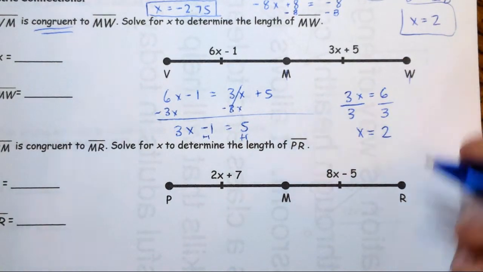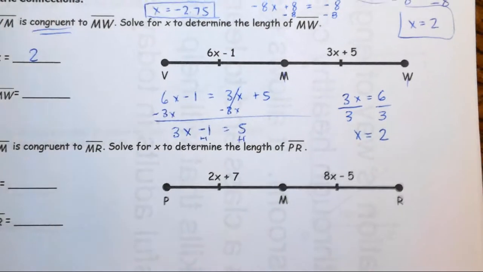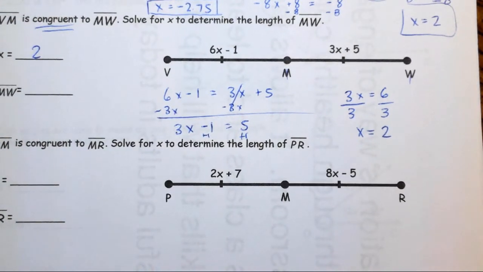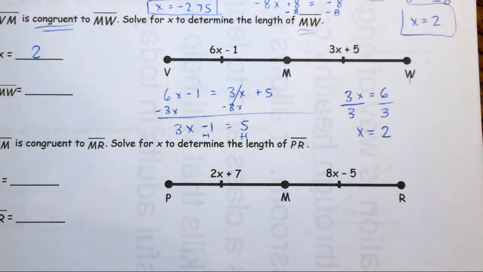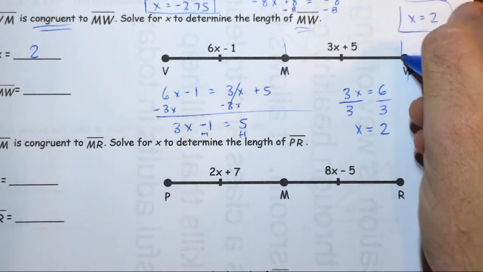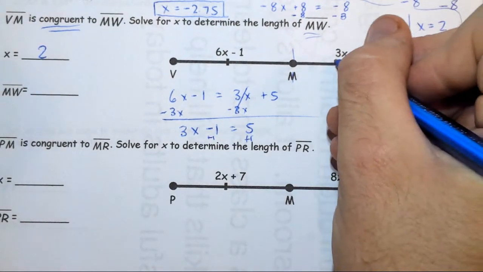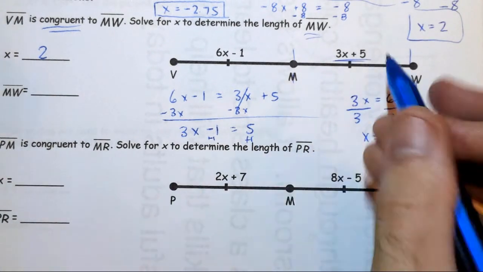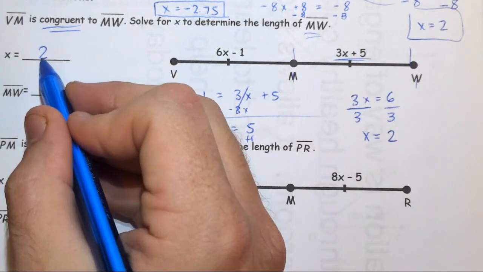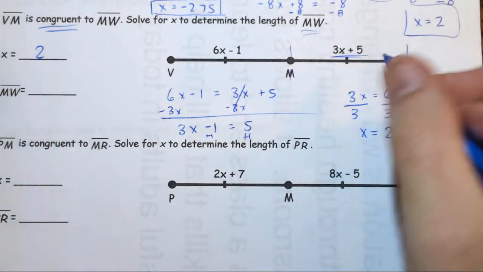So I get 3x is equal to 6, divide by 3, divide by 3, x is equal to 2. Alright, well, you have to be careful. What's it asking us for? It wanted us to find the length of MW. Well, MW is this part over here. It is this long right here, 3x plus 5. Well, I just found x. What was x? 2. So let's plug a 2 in there.